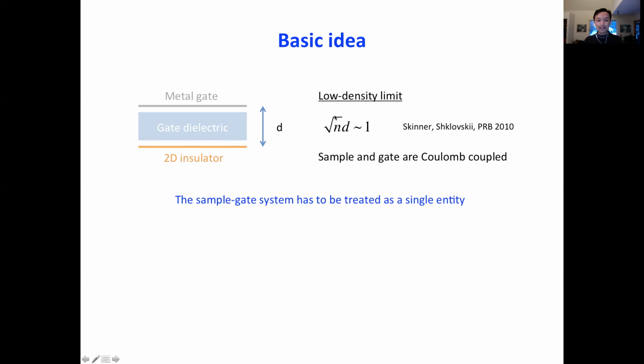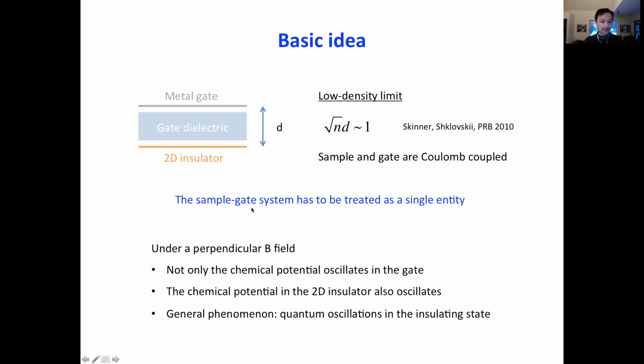We are in the low density limit where the Coulomb interactions between the electrons in the 2D insulator actually depend on the geometry of the device. Specifically, they depend on the distance between the gate and the sample. As a result, in this limit, the sample and the gate are Coulomb coupled, and we cannot treat the sample as separate from the gate. In fact, the sample-gate system has to be treated as a single entity.